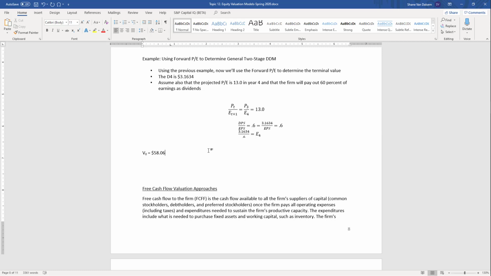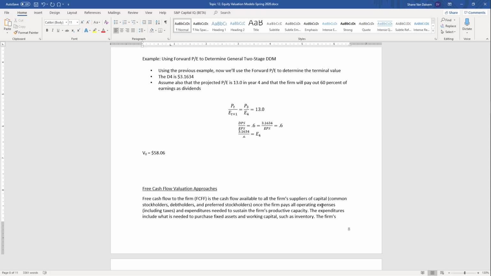Okay. But the free cash flow to the firm model, free cash flow to the firm, is the cash flow available to all of the firm's suppliers of capital. So that includes not only common stockholders, but bondholders, other debt holders, preferred stockholders. Once the firm pays all operating expenses, including taxes, and expenditures needed to sustain the firm's productive capacity.